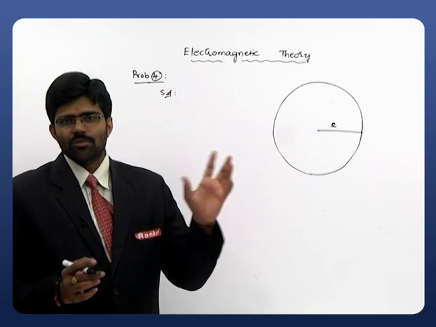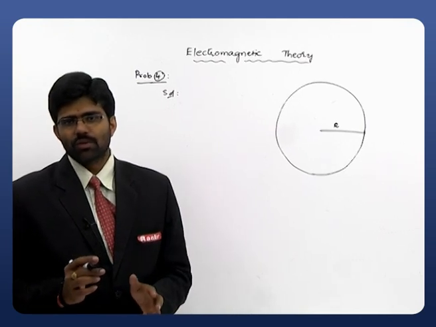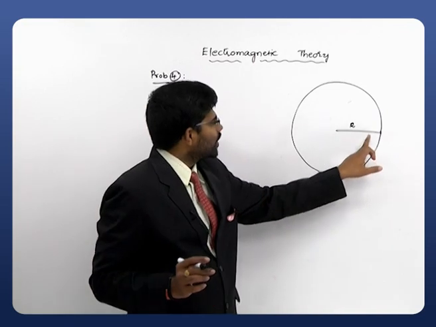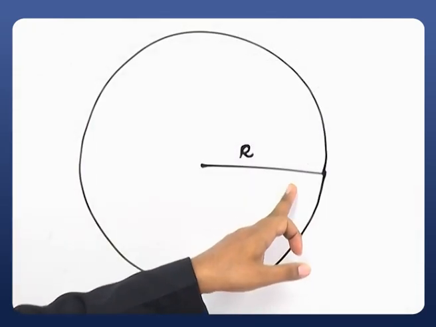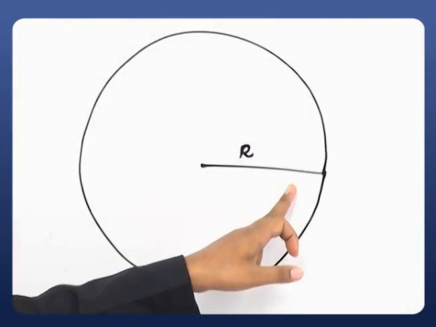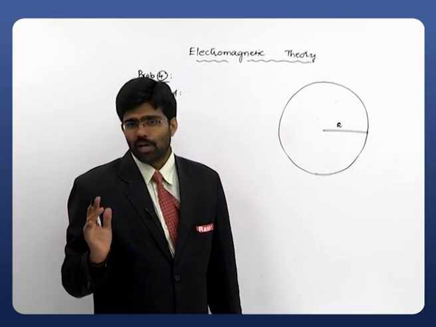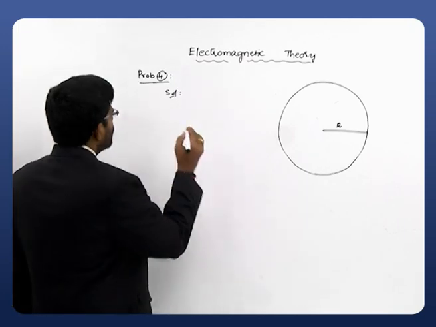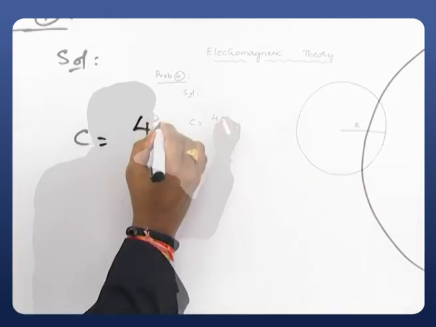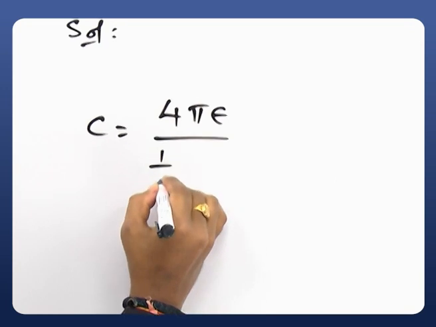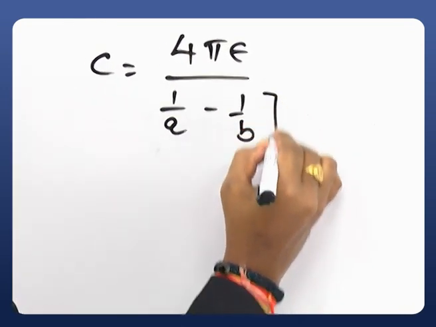Since it is kept in vacuum, epsilon is equal to epsilon naught, that is what we are supposed to consider, right? And it has some radius r. And whenever another sphere with another radius is taken, and the space between these two spheres is filled with dielectric, we have the formula. So what is the formula for that? The capacitance C is equal to 4 pi epsilon divided by (1 by A minus 1 by B).